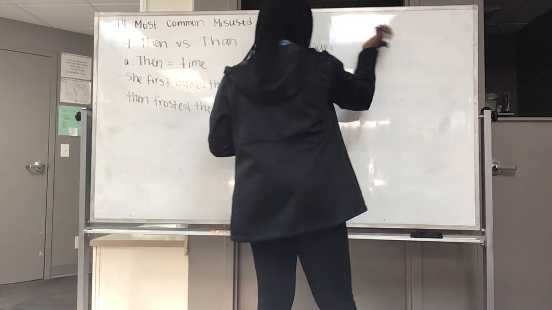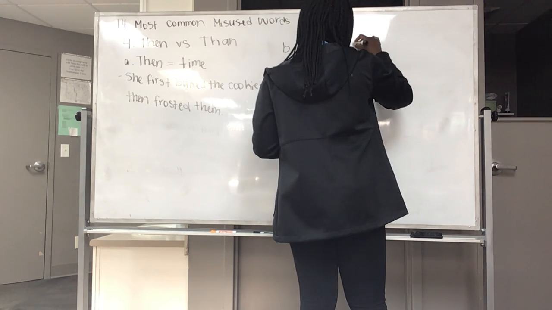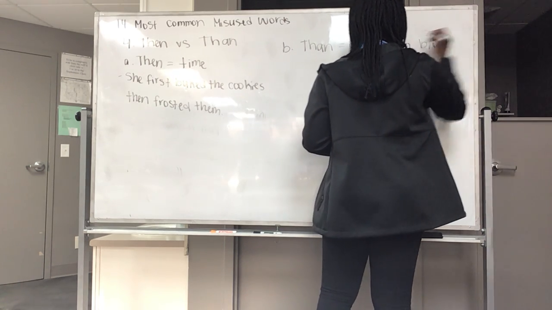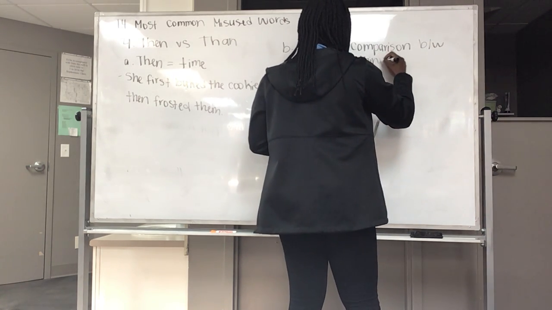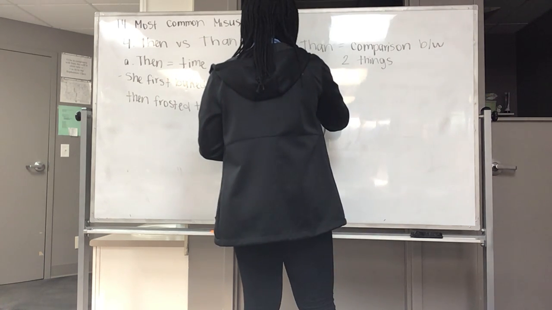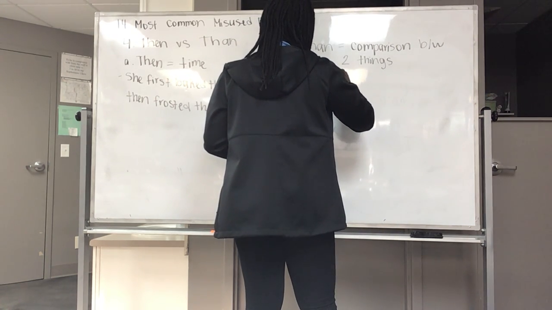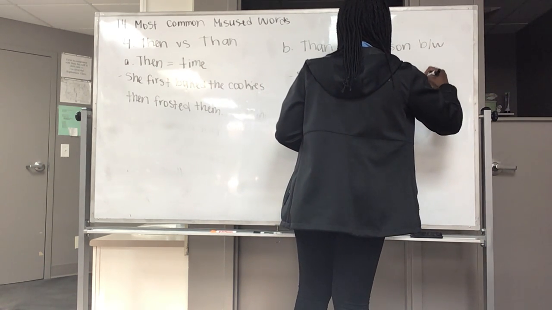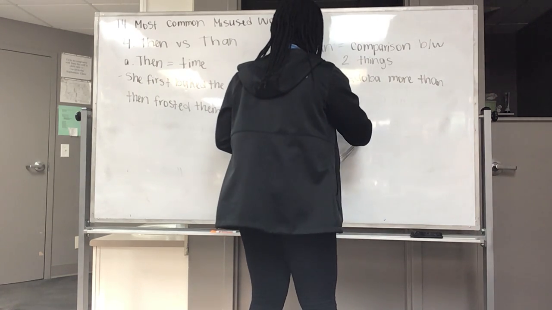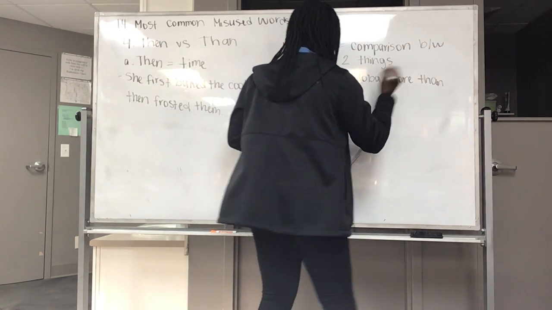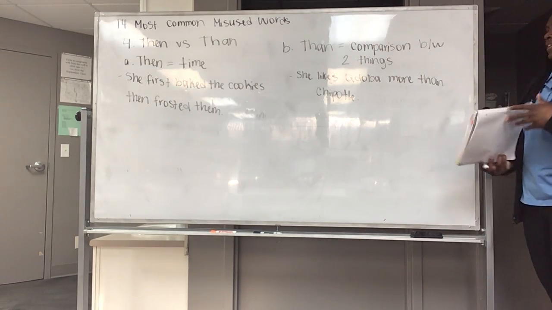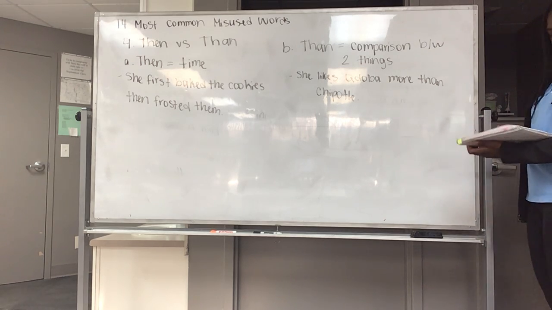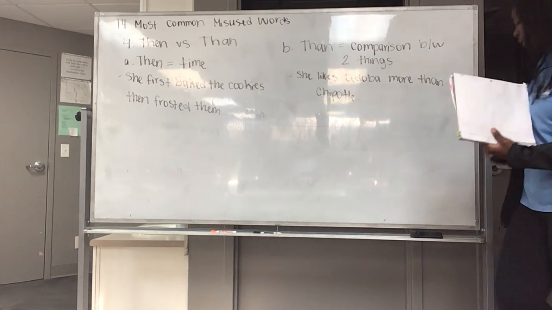And then than with an A is usually a comparison. My example sentence is, she likes Qdoba more than Chipotle. So we're talking about which restaurant she likes more. Okay.